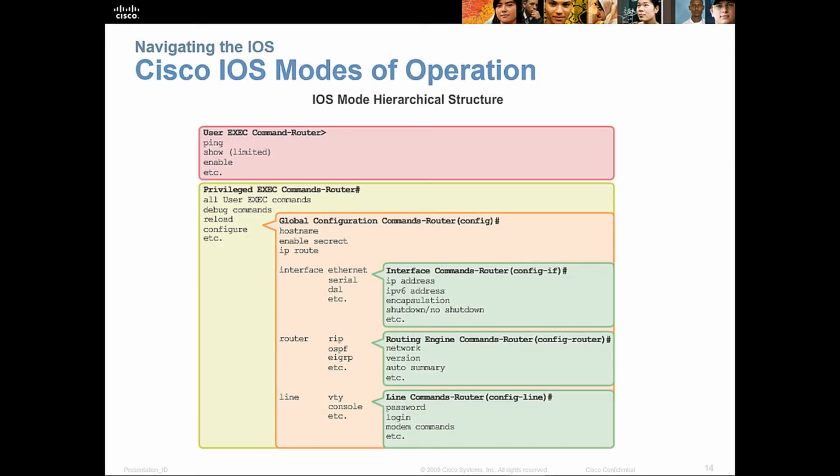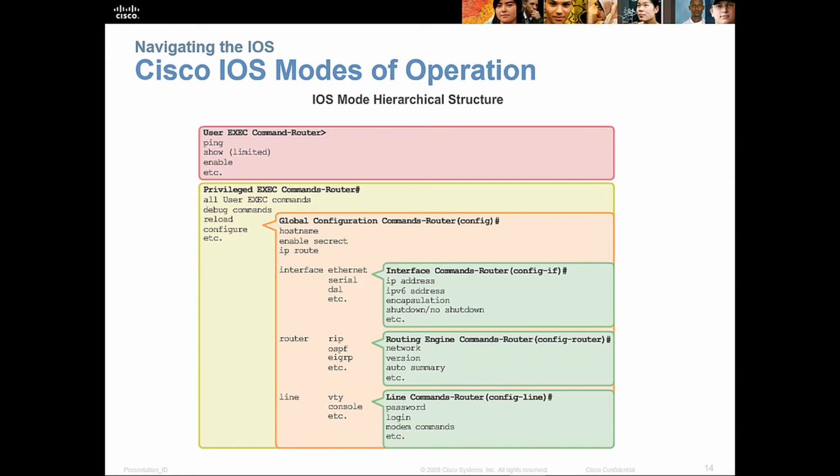Next is our actual hierarchy. So we start off with a user exec mode, and that's going to be denoted by a caret. And you can do limited commands at this area. You have to do a show to see what commands are offered here. You can do ping, you can do enable, you can do a show, which again is very limited. Enable allows you to go from our user exec mode to our privileged exec mode.